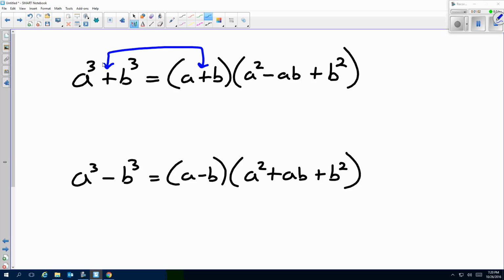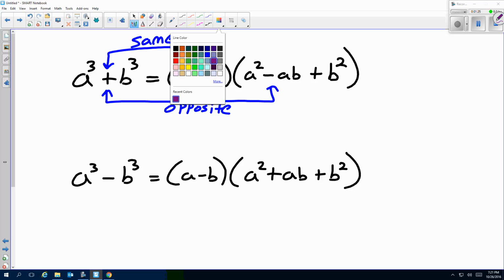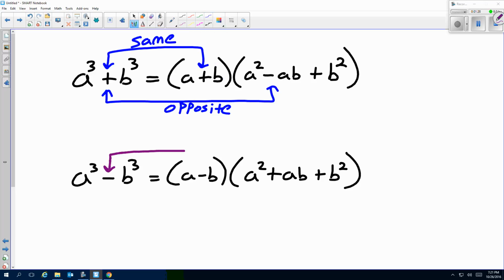Do we notice that a cubed plus b cubed equals, well, wait a minute, these two signs are the same sign, but these two signs are opposite of each other, aren't they? Looking down here, I notice that these two signs, they're the same sign. Doesn't matter if they're positive or negative, they're the same. And then these two signs, these are opposite, just like in the top one.